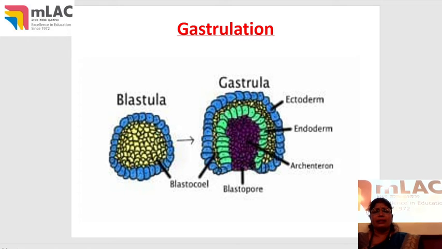You can see the picture here. The first one is the blastula. In the blastula you can see only a single layer of cells with a large cavity at the center. In the gastrula you can see all three germ layers, ectoderm, endoderm and mesoderm, with a centrally located cavity called the archenteron. The archenteron opens outside through the blastopore.